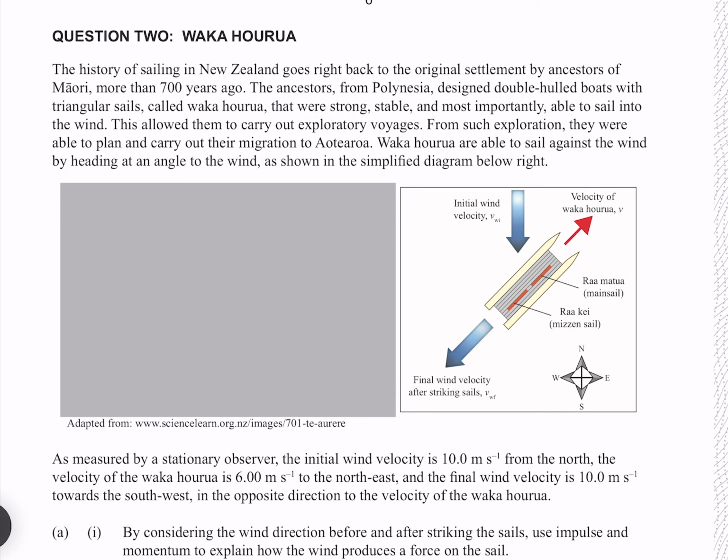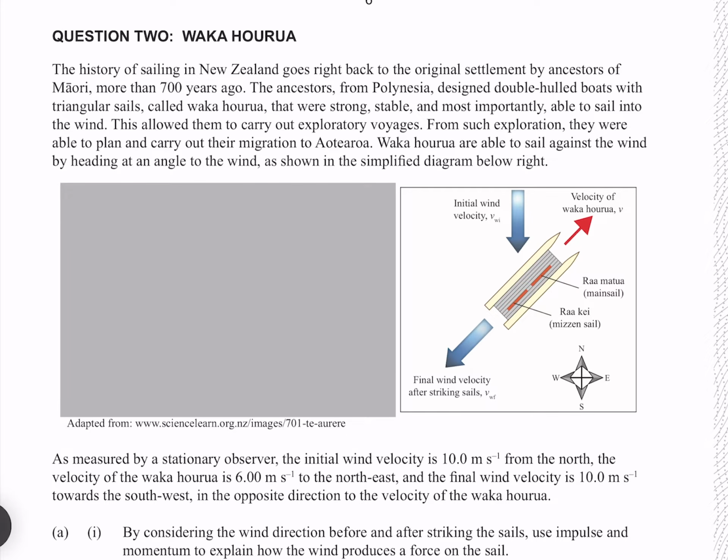Question 2. The history of sailing in New Zealand goes right back to its original settlement by ancestors of Māori more than 700 years ago. The ancestors from Polynesia designed double-hulled boats with triangular sails called wakahaurua that were strong, stable, and most importantly, able to sail into the wind. This allowed them to carry out exploratory voyages. From such exploration, they were able to plan and carry out migration to Aotearoa.